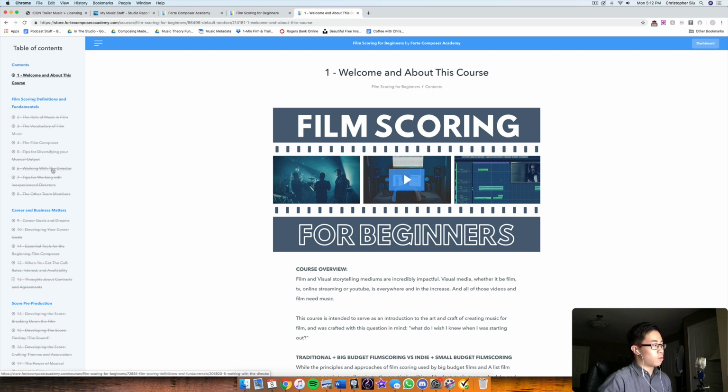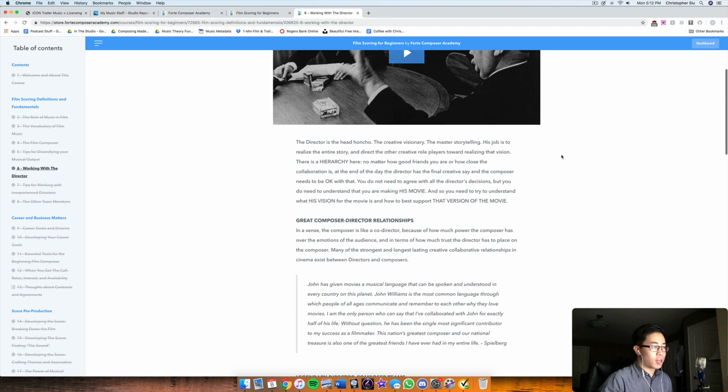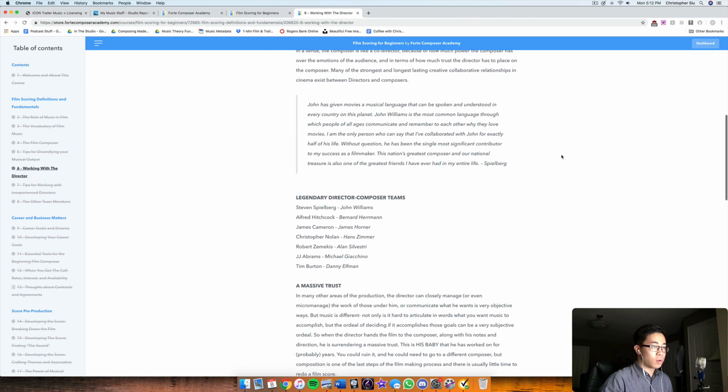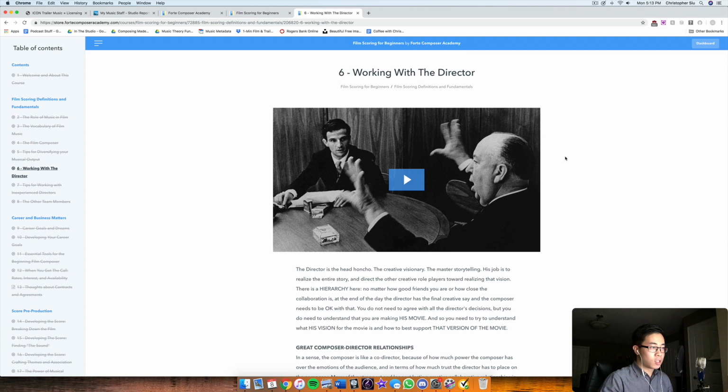Working with the director, there's a whole video on this, and Benjamin really stresses in this section how important it is for the composer to go along with the role and the vision of the director. So here under "a massive trust," it's basically saying the director is putting his trust in you to bring his movie to life. So it's our job, and it's a really important job, to communicate what the director wants through the use of our language. It's kind of a close partnership, which is really important, and developing this relationship can really result in a good movie.